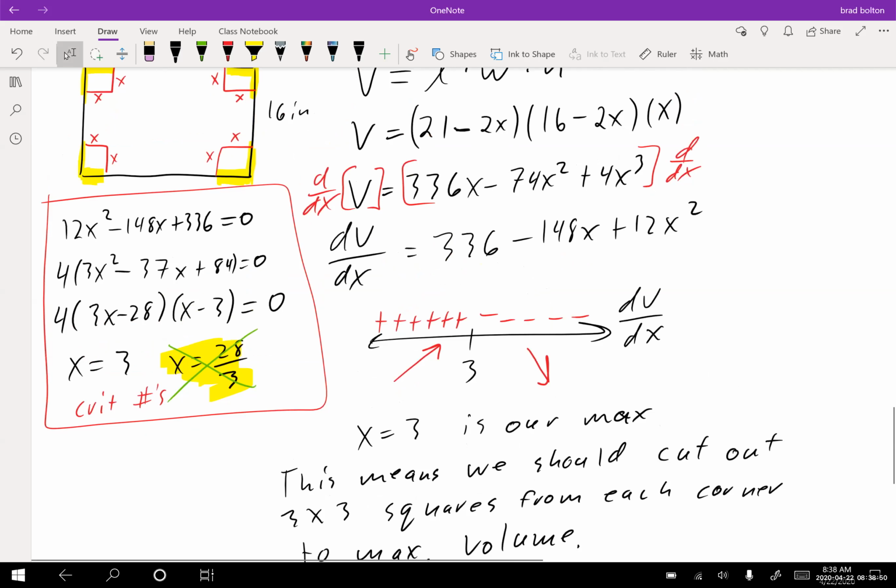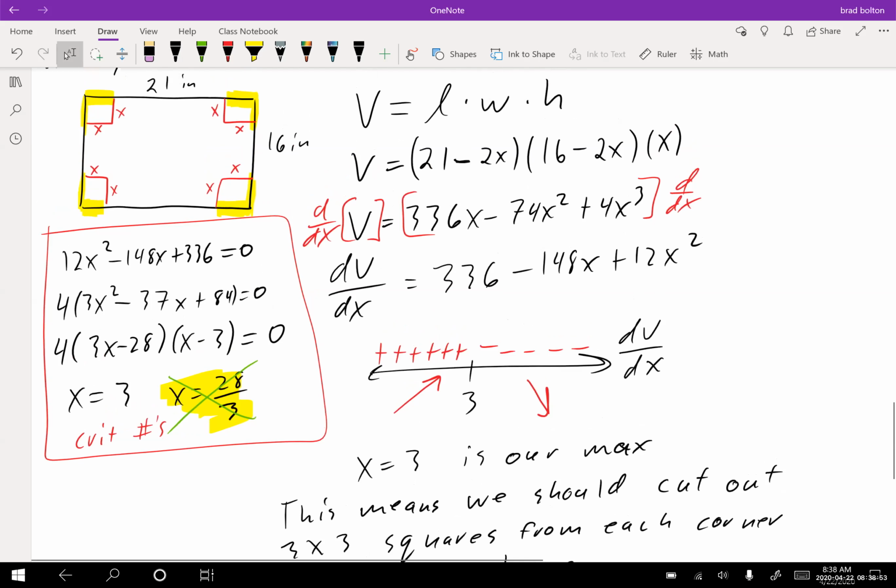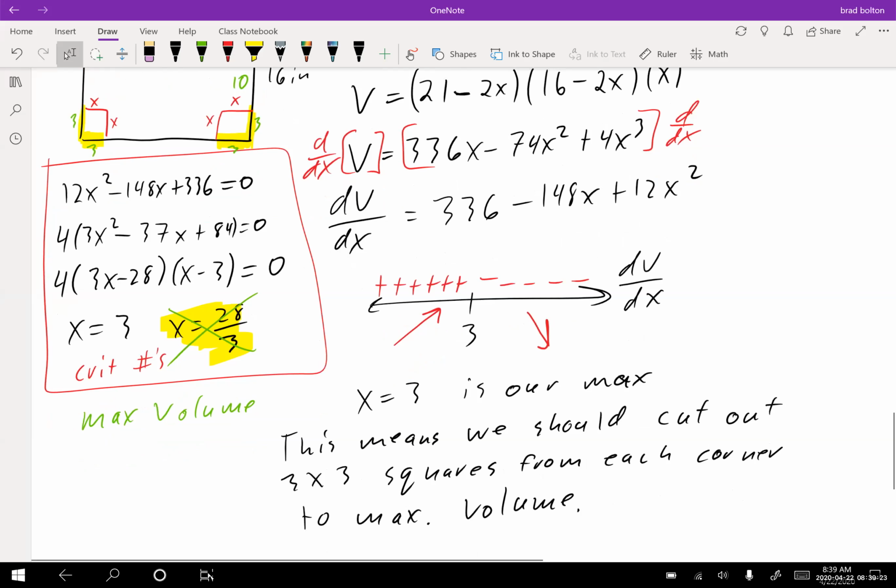If they wanted to know the maximum volume, well, then we could just cut out 3 on each side, right? So this, we could say, well, this is 3, this is 3, this is 3, this is 3. Oops. This is 3, this is 3, this is 3, this is 3. So that's what we cut out. So that means that it would really be a 21 minus 6, so that'd be a 15 by a 10. So our max volume would be 10 by 15 by a height of 3.